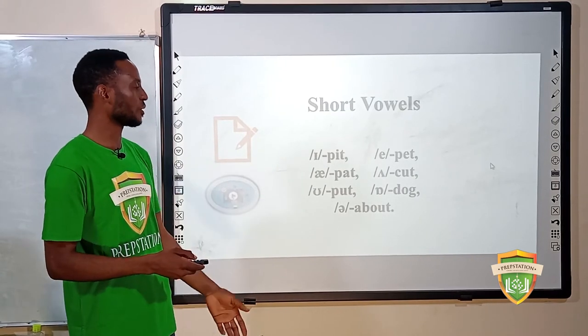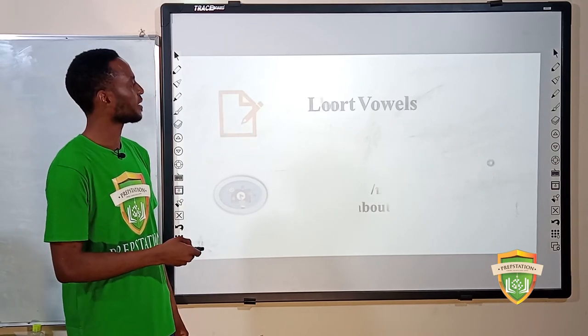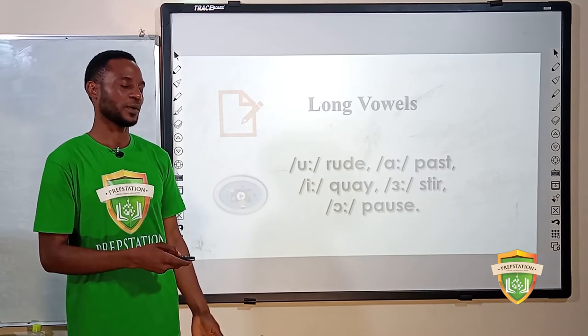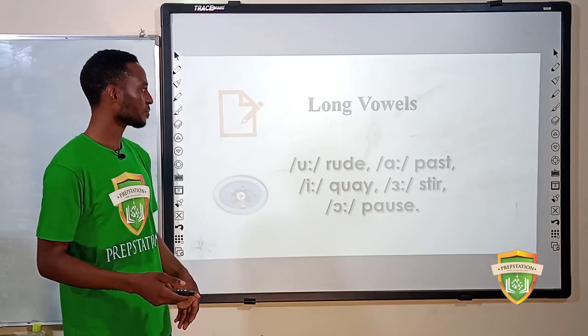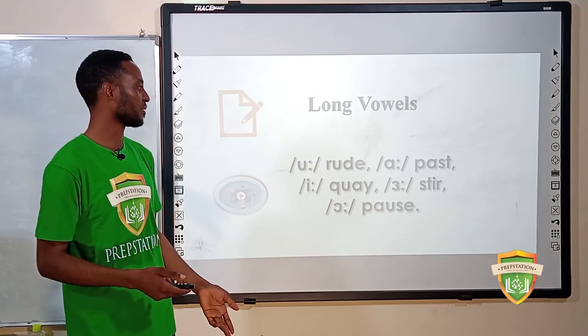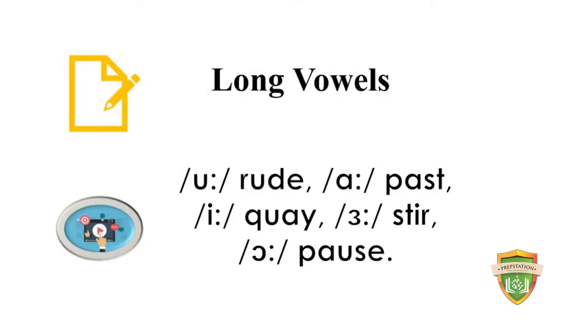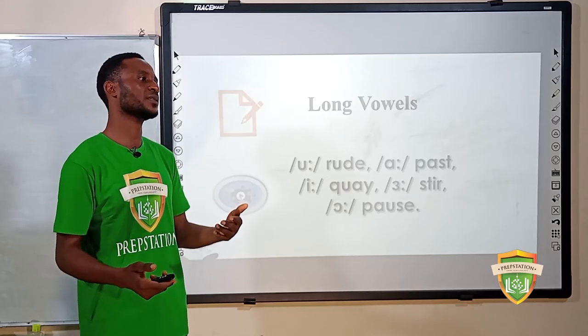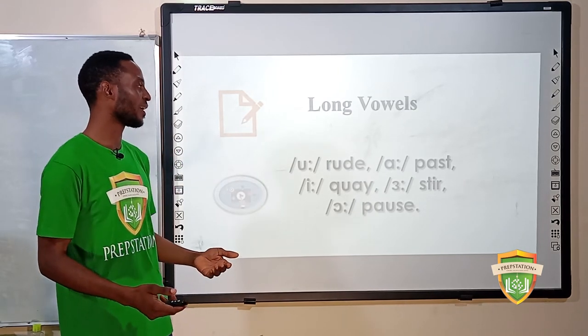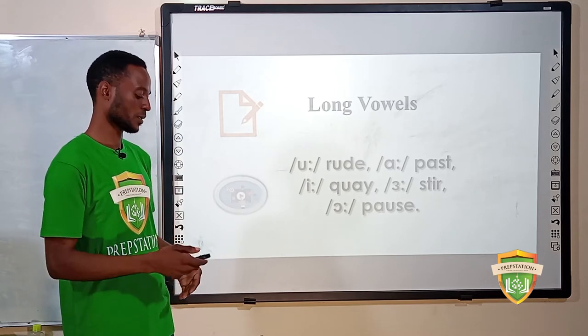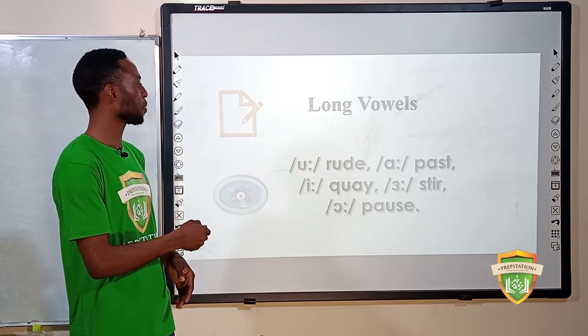So having looked at the short vowels, I want us to look at the long vowels. We are still talking about the monotones, pure vowels. The first one is almost the same thing as the short vowels we talked about. The only difference between the long vowels and the short vowels is that the long vowels are more like times two of the short vowel. So instead of oo, you now have oo.